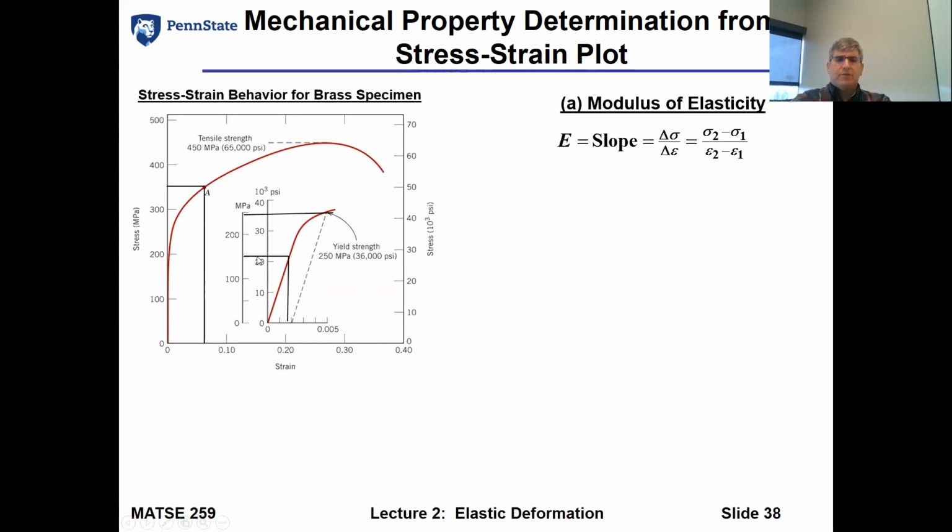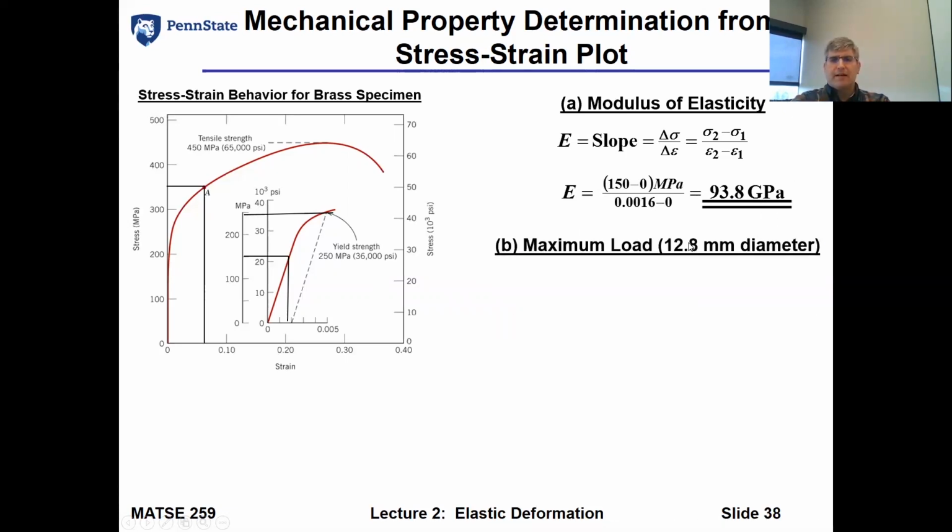So we can use our knowledge of what we learned back in algebra years ago, the change in the Y over the change in the X-axis values. We can see that in this brass specimen, it comes up to about 93.8 or 94 gigapascals. As we noted when we talked about Hooke's law, the modulus of elasticity is typically in units of gigapascals for the metals. So it's a good check on whether your calculations are right, whether you come up with those types of units for the modulus of elasticity.